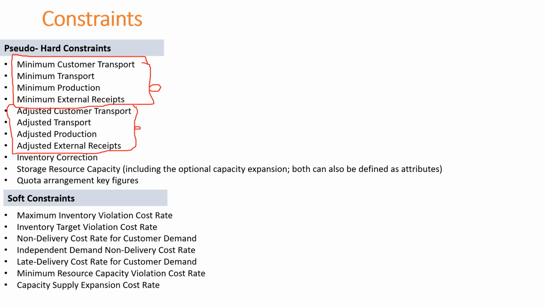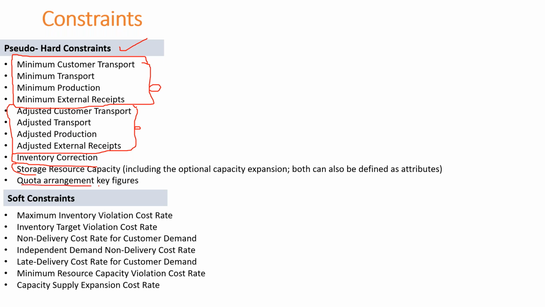And then the inventory corrections, storage resource capacity. It's a pseudo hard constraint, guys. It is not a hard constraint. Unlike in production resource, if I say that this is my available capacity, supply will not happen more than that. But with the storage resource capacity, it can be compromised.